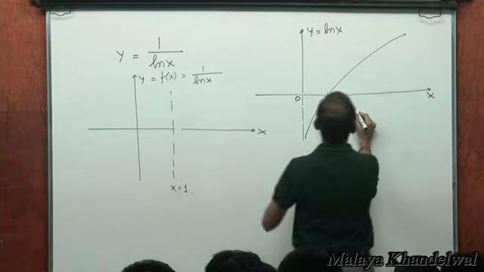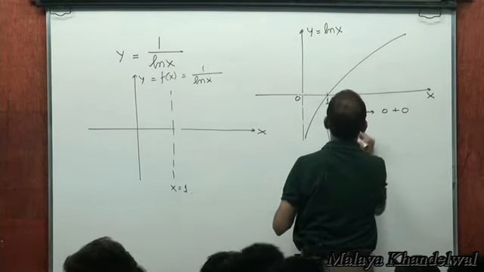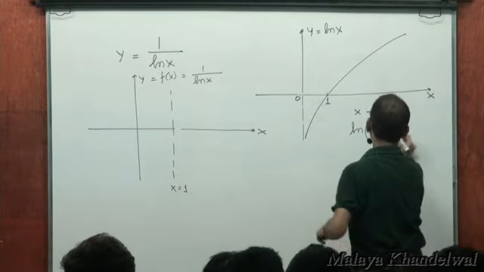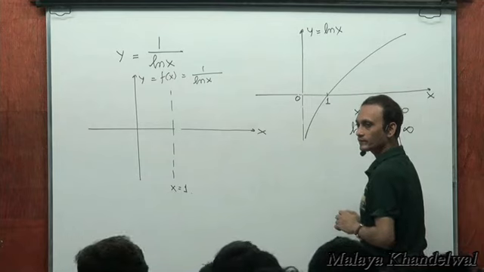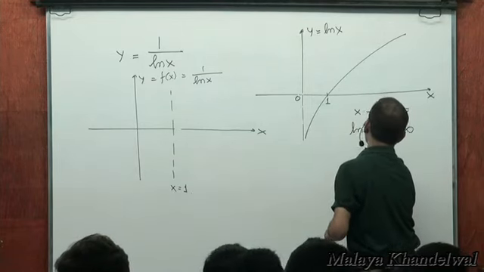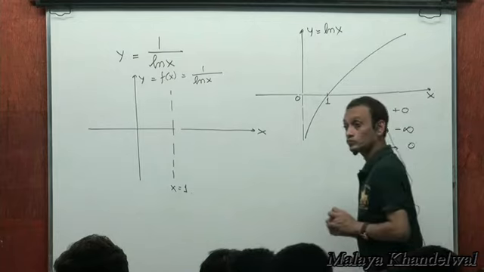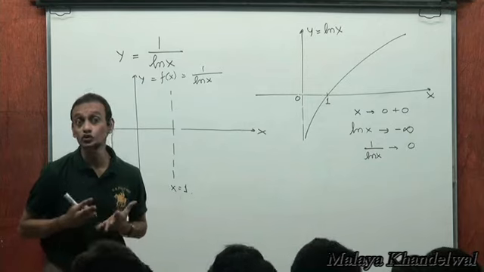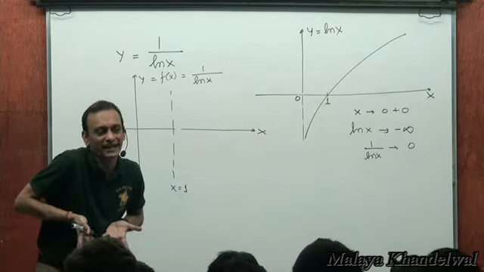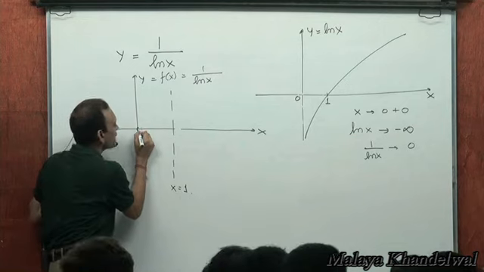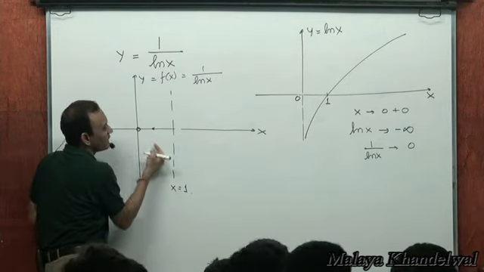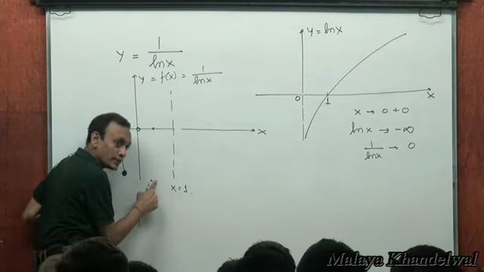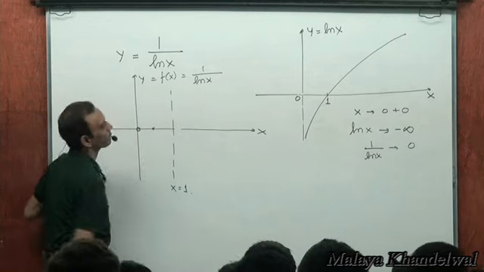As x tends to 0 from the greater than 0 side, ln x tends to minus infinity. Do you realize that? So 1 by ln x would tend to 0. But while it's tending to 0, it will remain negative all the time, because ln x is negative. So the graph of 1 by ln x would be below the x axis.